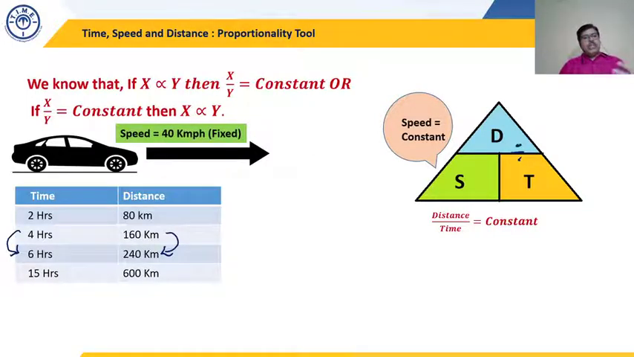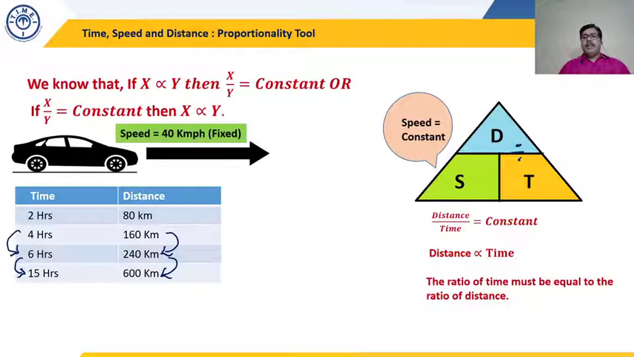If the ratio of time taken is 2 is to 3, then the ratio of distance is again 2 is to 3 only because speed is constant. Now between 6 and 15, what is the ratio of time taken? 2 is to 5. So what is the ratio of distance travelled? Can I say it is again 2 is to 5? So the ratio of distance and the ratio of time are the same. The ratio of time must be equal to the ratio of distance, provided that speed is constant.